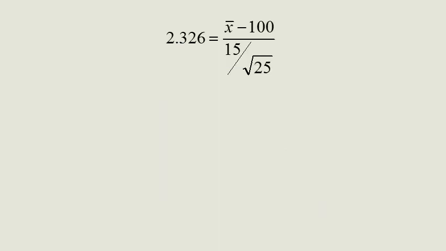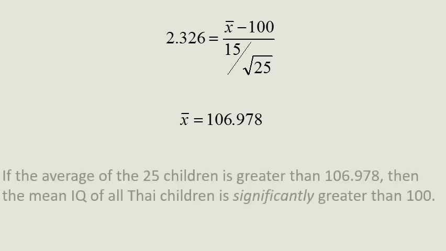Since you would reject if z was greater than 2.326, that means you would similarly reject if x bar was greater than 106.978. So the critical value that I called k in the previous slide, the threshold for rejecting the null hypothesis, is 106.978. And if the sample mean was greater than this number, then we would conclude that the mean IQ of all TIE children is significantly greater than 100.